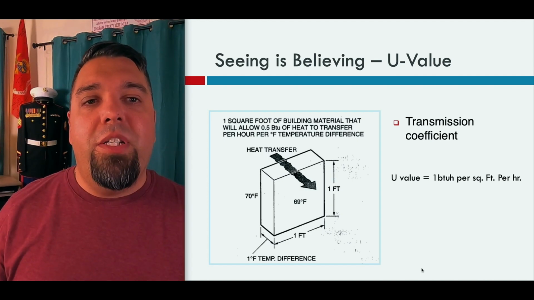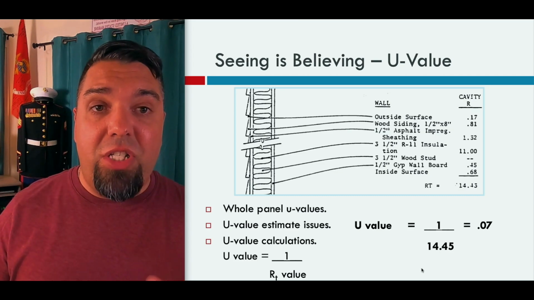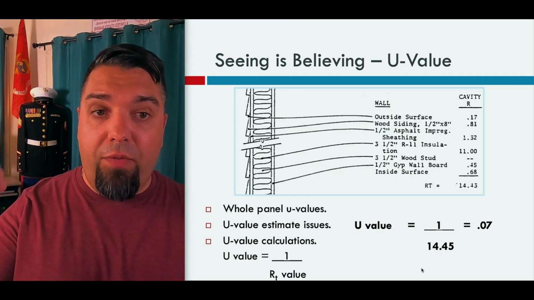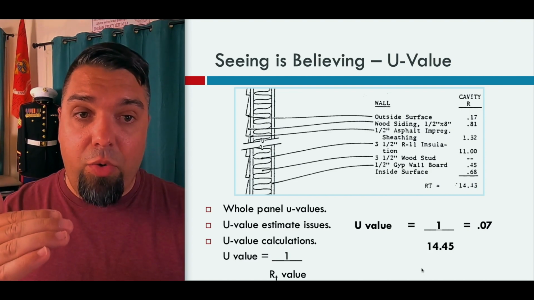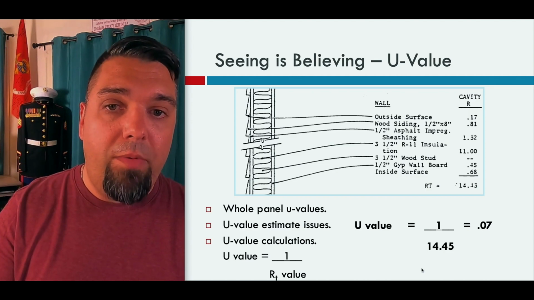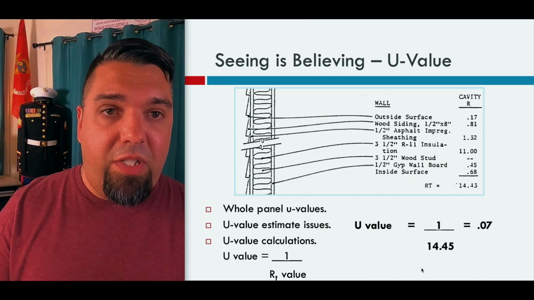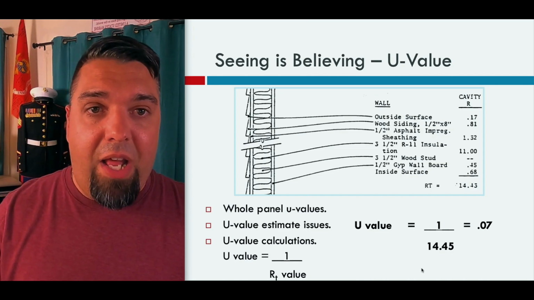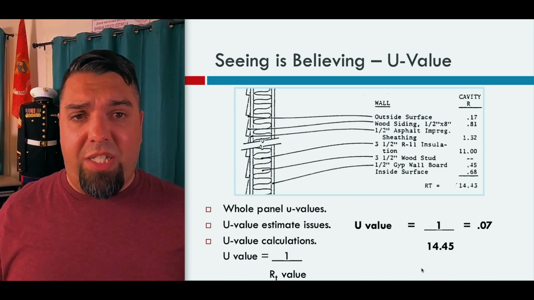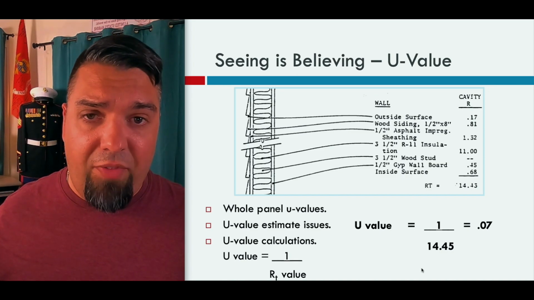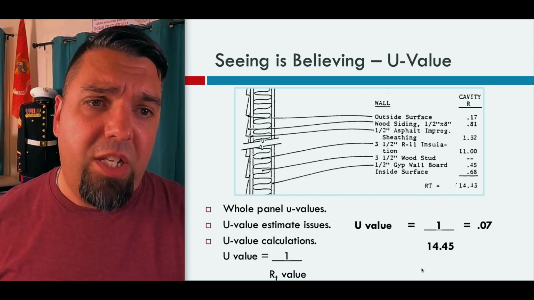U value is the transmission coefficient, okay? So when you're looking at this, just like R value, you would add up all of the R values, and then you would divide 1 by your total R value in order to get the U value of that wall. So as an example here, we might have outside surface as wood siding. You might have asphalt sheathing, R11 insulation, 1/2-inch wood studs, gypsum board on the inside. You add up all these R values, in this example, to get a 14.445.